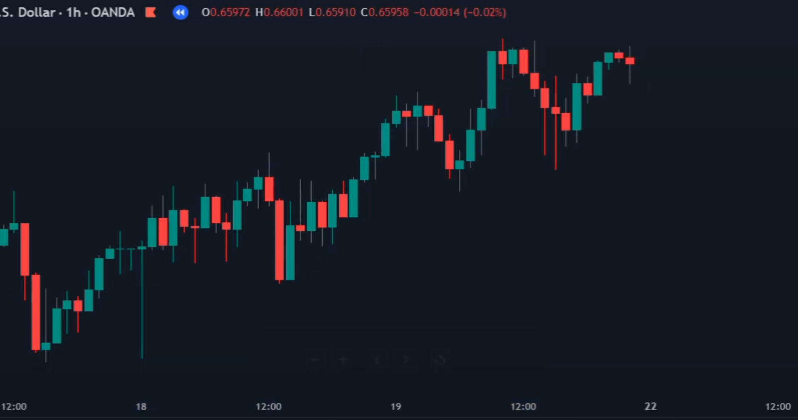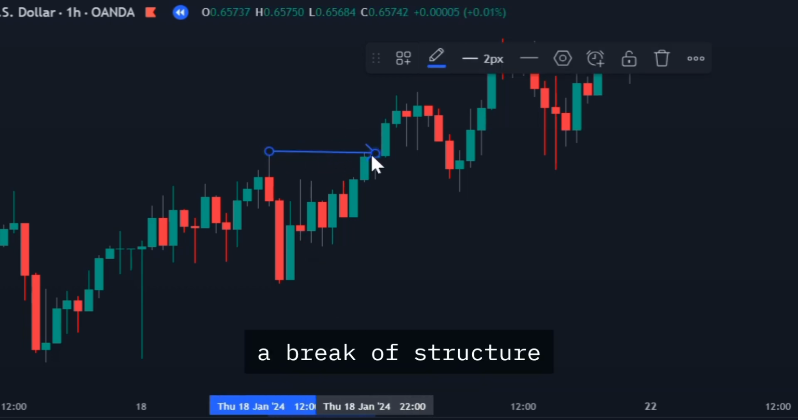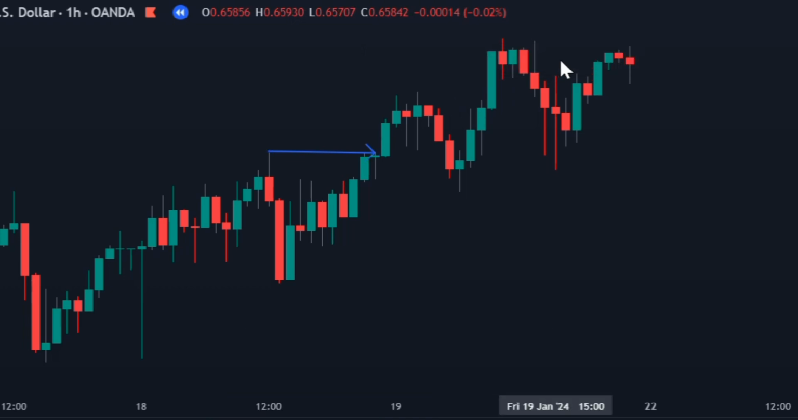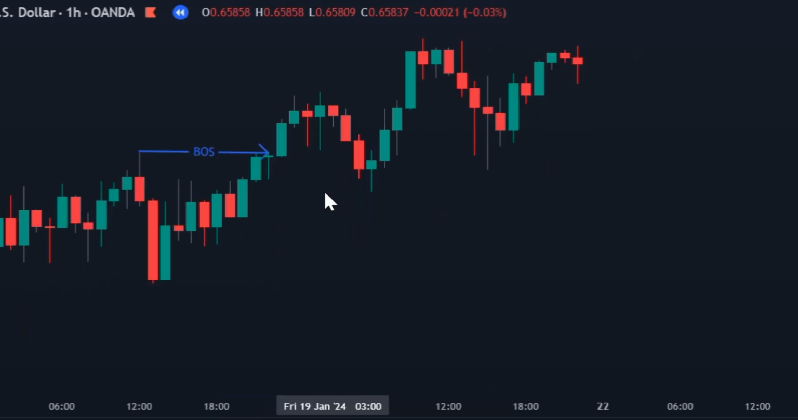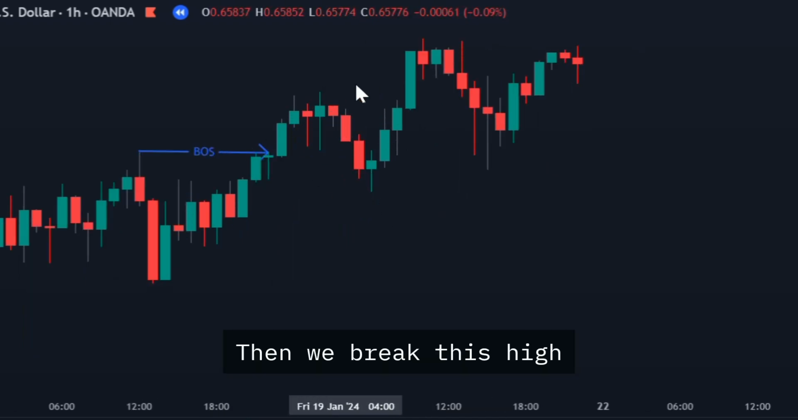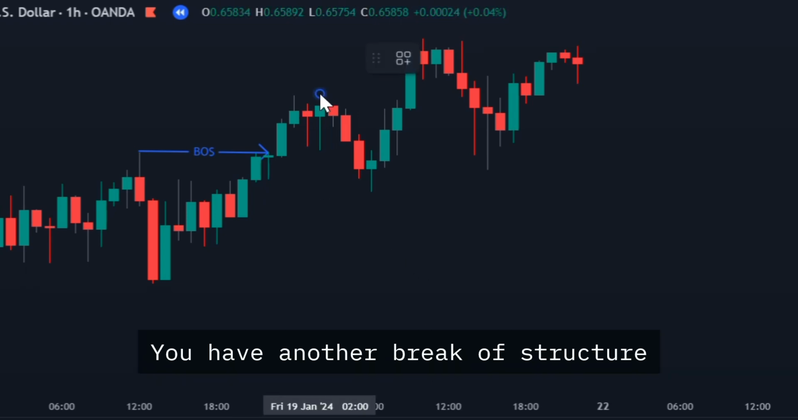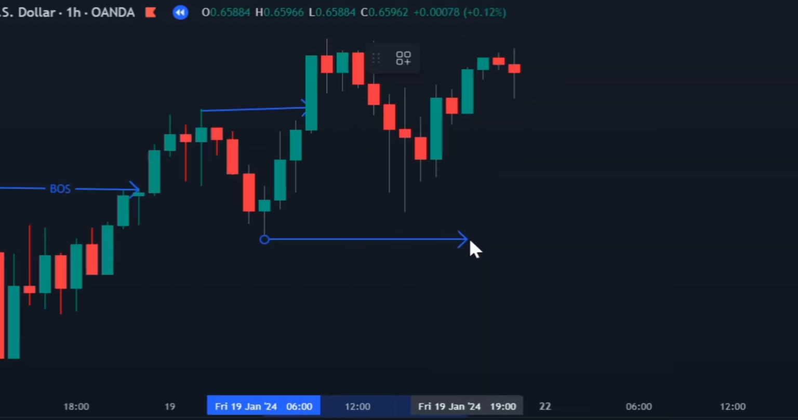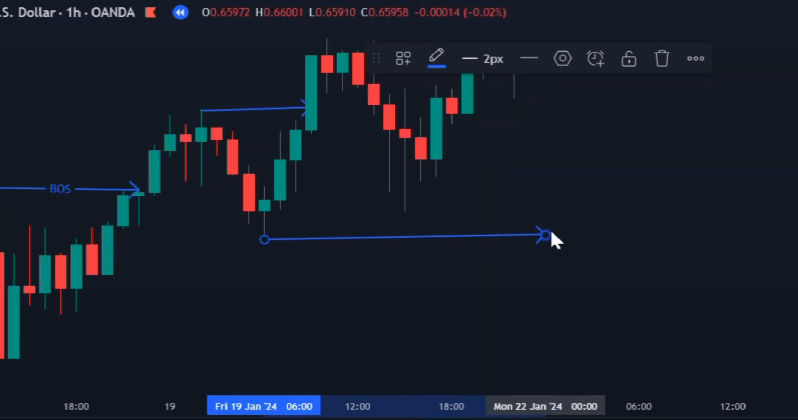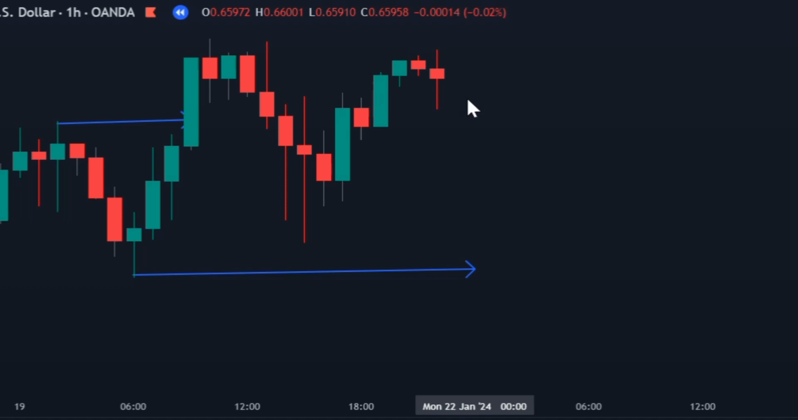Let me delete this. Here, a break of structure. Yeah. Then we have higher high, new higher low. Then we break this high. We have another break of structure. Our low. Then let's see how the price will go.